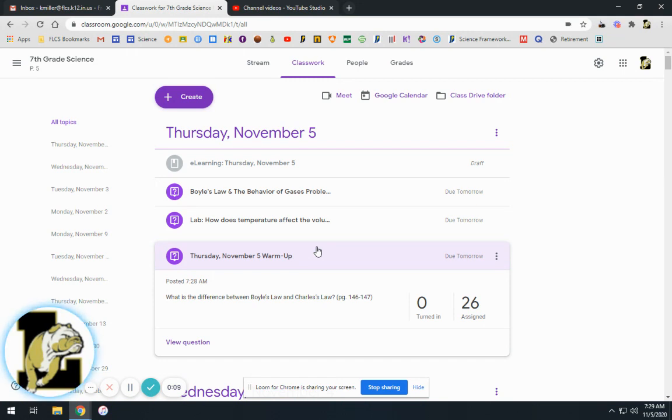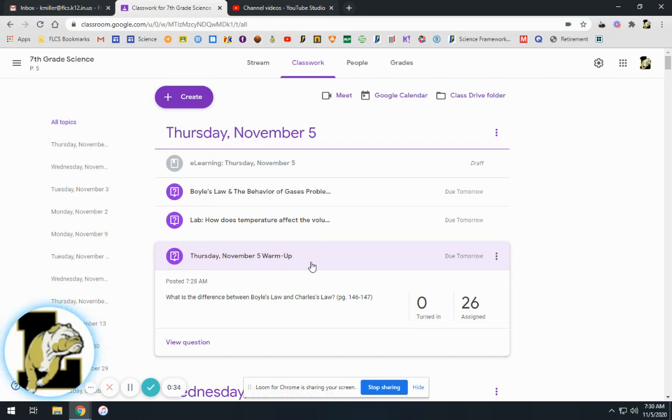Yesterday, in your outline, you should have learned that for Boyle's Law, the smaller the volume, the greater the pressure. Those particles are going to try and escape. Whereas for Charles' Law, the hotter the temperature, the greater the volume. Once again, those particles are going to be moving around faster when you increase the temperature. Therefore, their volume is going to increase.